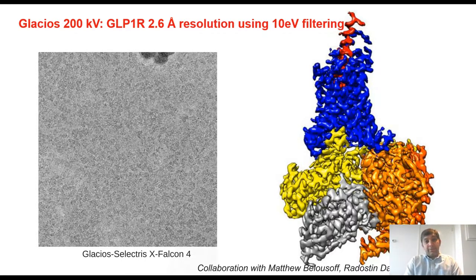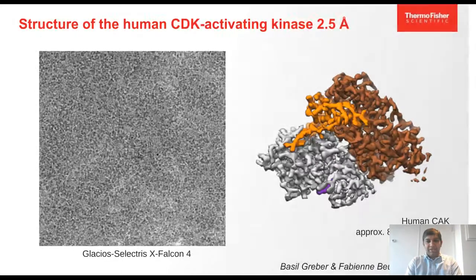Another thing we did was we wanted to push even further and see what happens if we try and look at sub-100 kilodalton proteins. For this, we have another collaboration with Basil Graeber at the Institute of Cancer Research in London, where he's working on the human CDK activating kinases, the CDK cyclins. He sent us this sample.